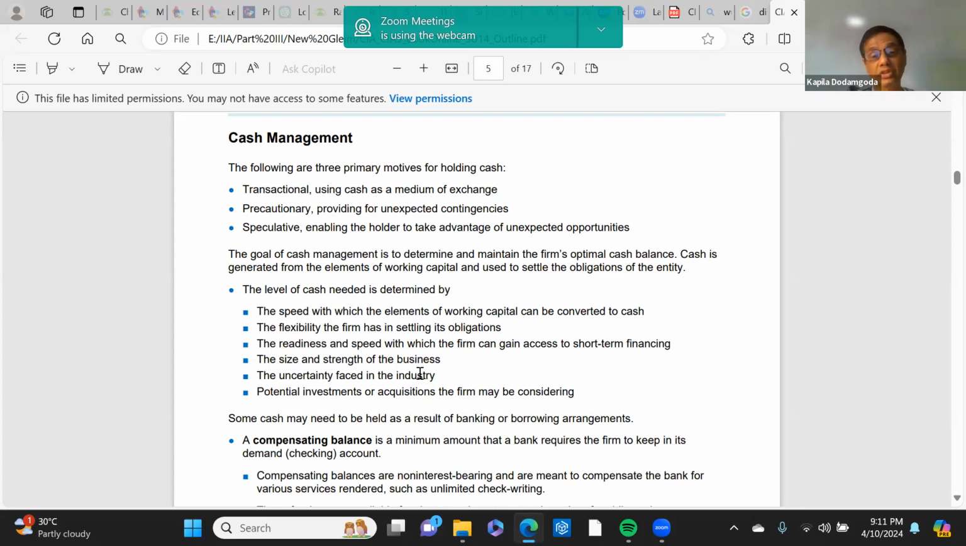Size and strength of the business: obviously, with a stronger business you may not need to have a lot of cash, but a weak business may have to have more cash. Uncertainty faced in the industry: in an uncertain industry, you need to have more cash. If less uncertain, you can have less cash. Potential investment or acquisition the firm may be considering: if a company is considering acquiring an asset or a business, or a potential investment, then again you need to maintain cash. So these are the factors which will determine the level of cash that you need to maintain in the business.